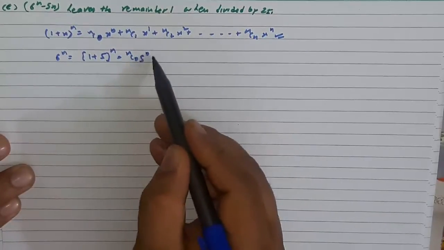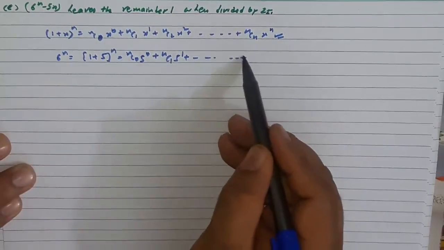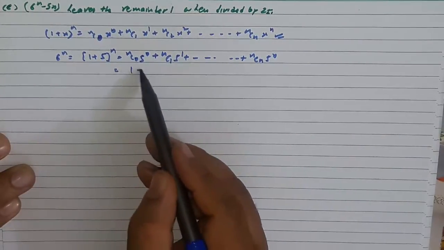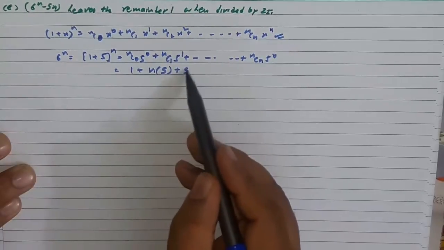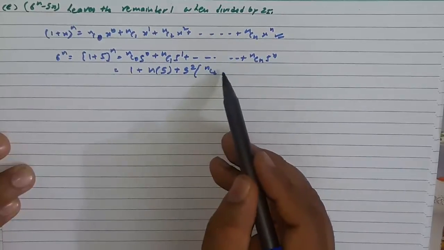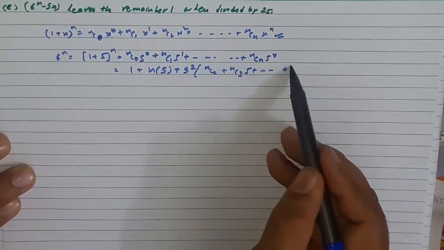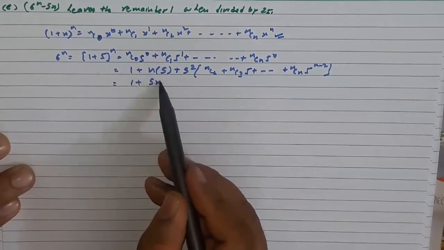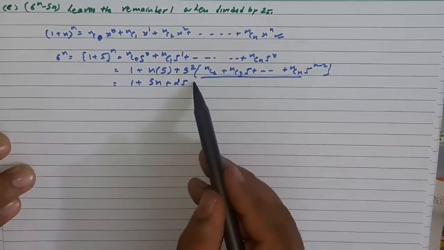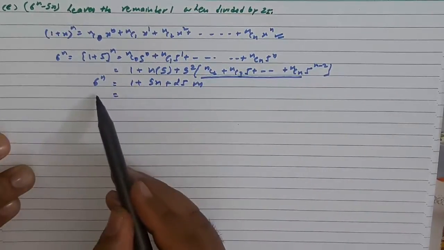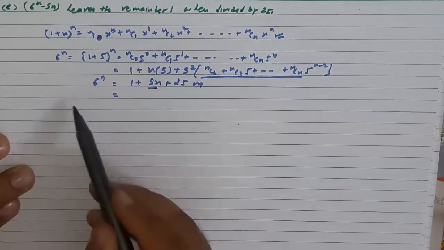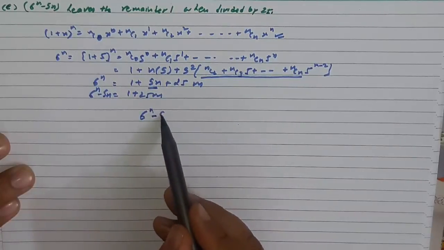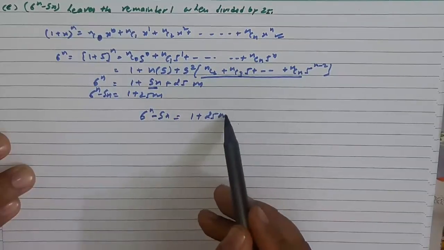So nC0 5 raised to power 0, nC1 5 raised to power 1, up to nCn 5 raised to power n. So we need to solve only the first two terms. So nC0 into 5 raised to power 0 is 1, nC1 is n into 5, and we observe that 5 square is common from the remaining terms. So nC2 plus nC3 into 5 and so on up to nCn 5 raised to the power n minus 2. Right? So this is your 5n, and we can say that this is 25 times some term. We take this as m. This is your 6 raised to n. Now we want 6 raised to the n minus 5n only. So 5n we bring here. So we have 6 raised to the n minus 5n equal to 1 plus 25m. So we observe that 6 raised to the n minus 5n comes out to be 1 plus 25m.